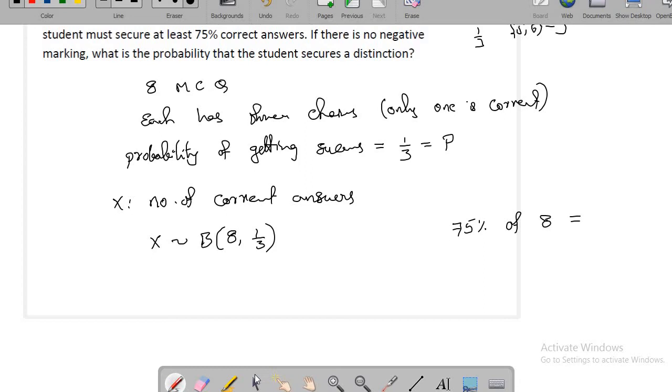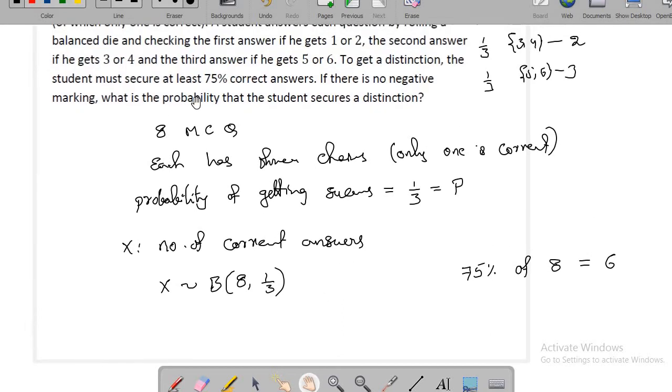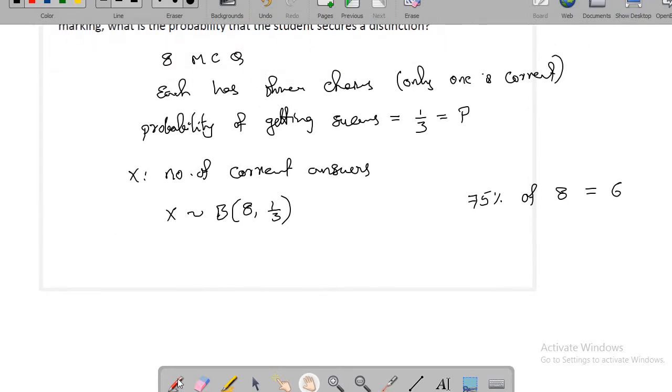Six, sir. That is 6. Yeah. 50% is 4, 25% is 2. You can simply see that 75% is 6. Okay. So he needs to get at least 75% correct answers. It means we do expect this. What is the probability that x greater than or equal to 6?